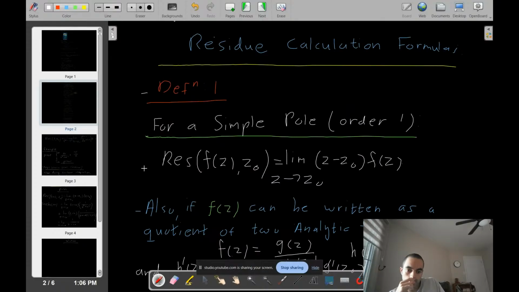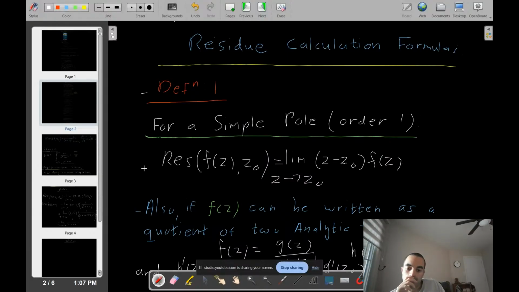So definition 1, for a simple pole. The residue calculation formula changes depending on the order of the pole. When I say poles of order n, what I mean is z minus z0 to the power of n. So if you have order 1, n is 1. If order 2, n is 2. Order 3, n is 3. There are specific formulas depending on what order pole you're dealing with.